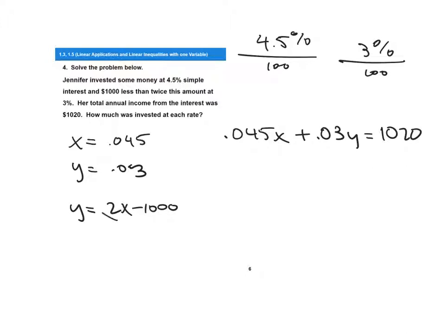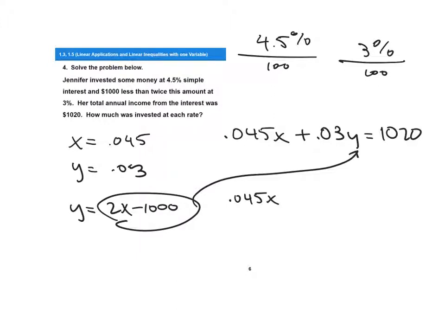Where does that go? That's going to go in the place of Y. So you're going to have 45 thousandths X plus 3 hundredths times 2X minus 1,000 is equal to 1,020. Everything's in terms of X. What that's going to give us is how much was invested at the 4.5% interest. So we're going to distribute.